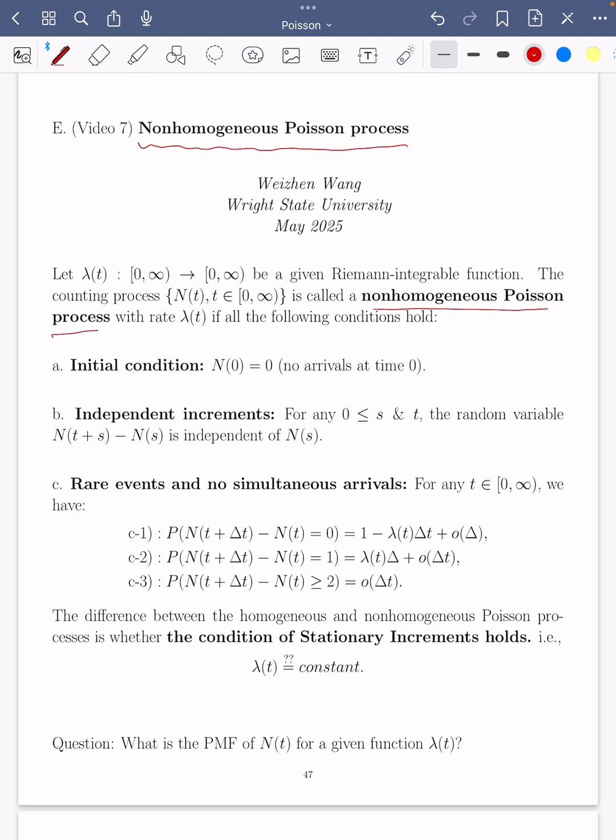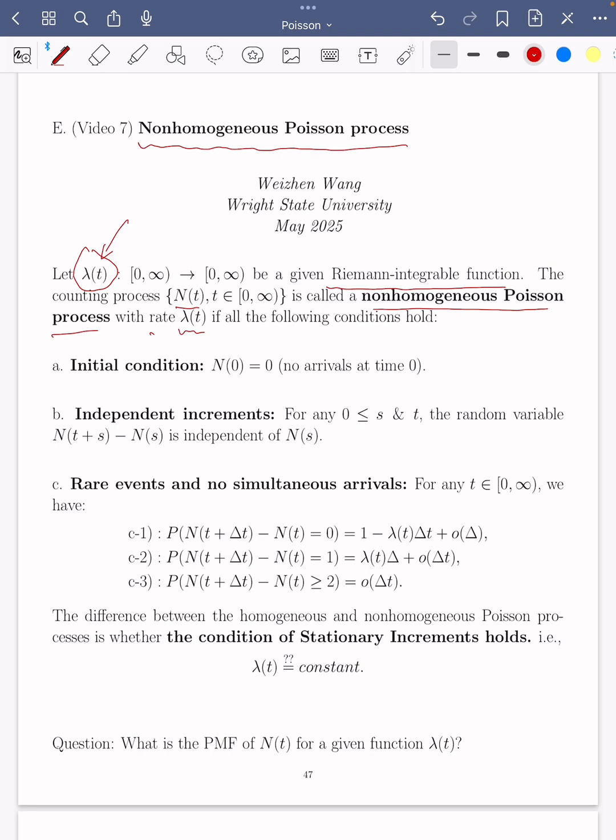So we have a lambda t, which is a function with a domain of non-negative numbers. Also the range is non-negative numbers. And we are assuming that lambda t is a Riemann integrable function. And then the counting process N_t is called the non-homogeneous Poisson process with the rate lambda t if the following conditions hold.